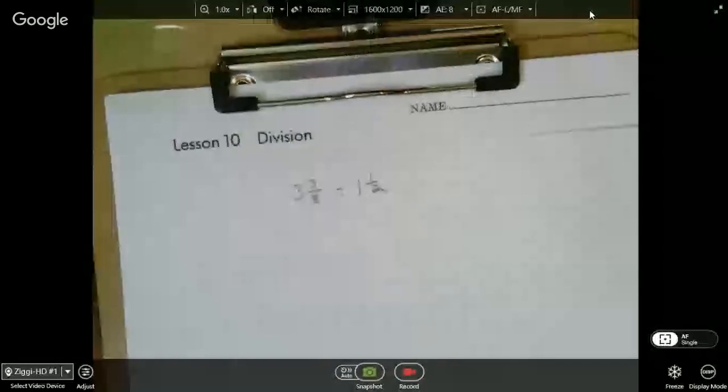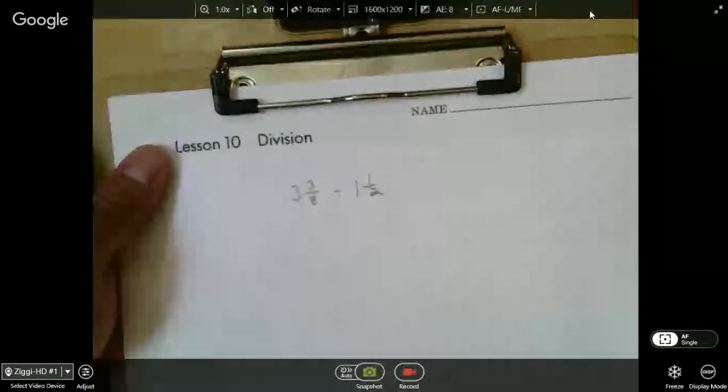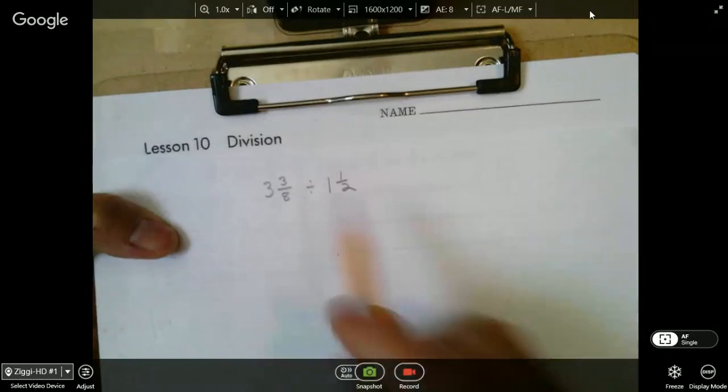Our next unit, our next section in our fractions review unit is division. So division, you'll see where we're going to combine a lot of things that we've learned already in this unit. So the example they give you first is something that looks like this.